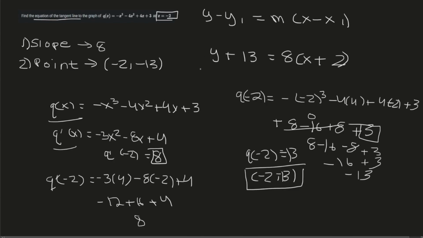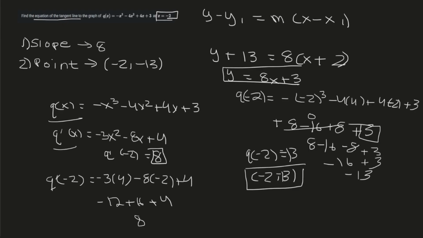You can leave it at that because that's a valid form, but if you want to simplify further, you can do y equals 8x plus 16 minus 13, 8x plus 3, which will be our slope-intercept form and our final answer for the tangent line of the function at x equals -2.